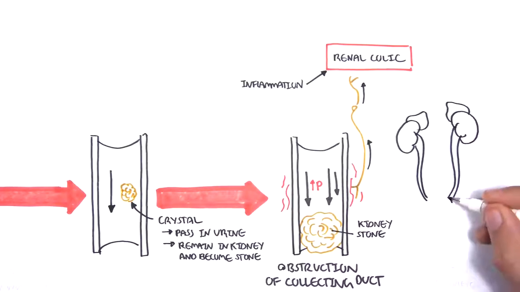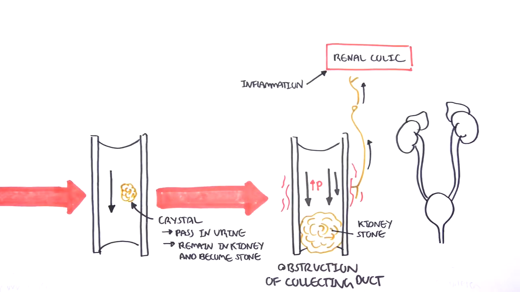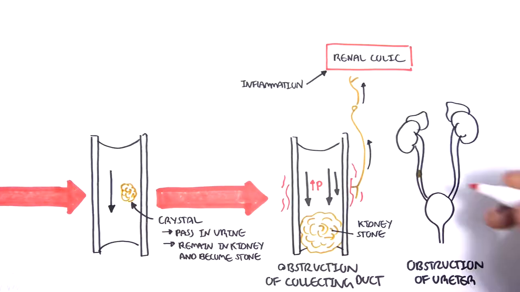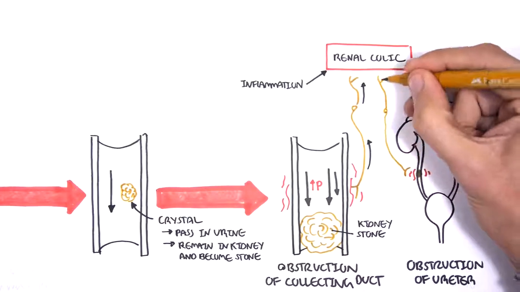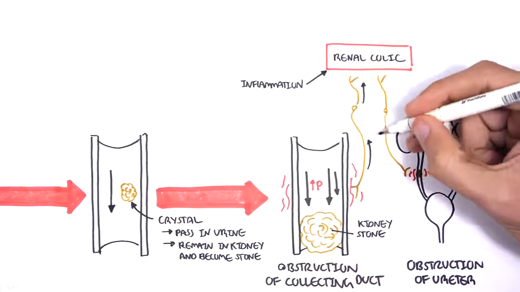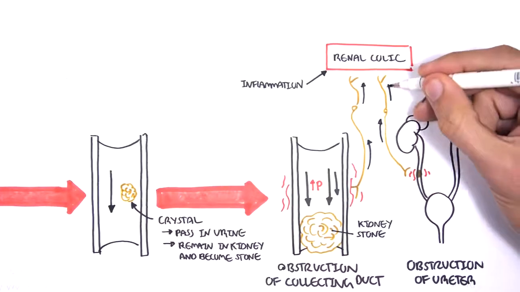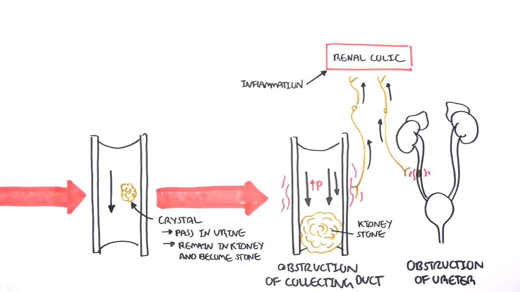Alternatively, the urinary stone can lodge or get stuck within the ureter. Remember the sites of constriction of the ureter? Well, the stones can get stuck there, and when this happens, irritation and pain can occur due to stretching of the fibers that are there, which are caused again by the increase in pressure within the ureter.